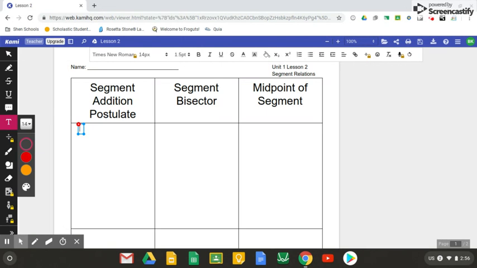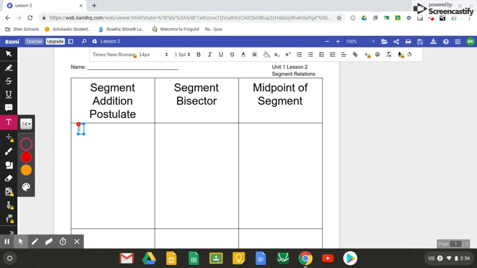All right, so we have to talk about these three new vocabulary words for the day: segment addition postulate, segment bisector, midpoint of a segment. Knowing these definitions is going to tell you how to set up an equation. So our first one, segment addition postulate.